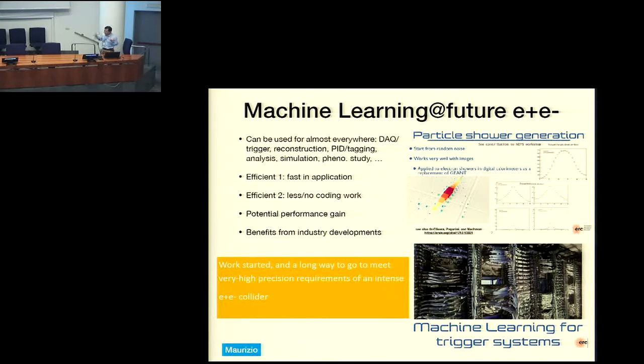And it has potential performance gain for actual improvement because in principle, more information can be used in the deep learning framework. And it also benefits from industry development because there's a lot of application in the industry area, something like Google and the big companies. But there's still a lot of work that should be done for our HEP area. But the future, I think, is very promising.